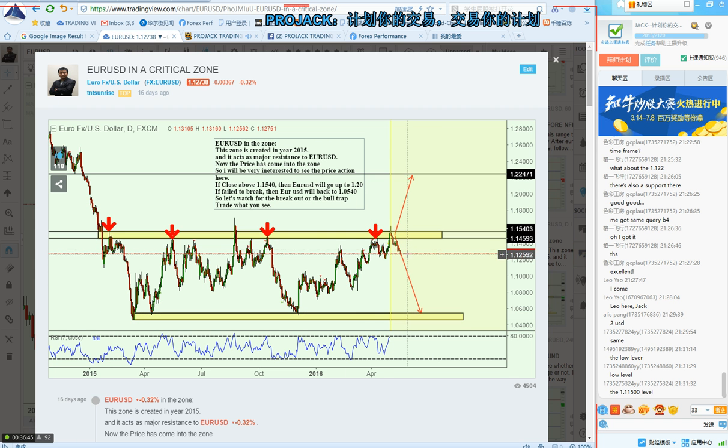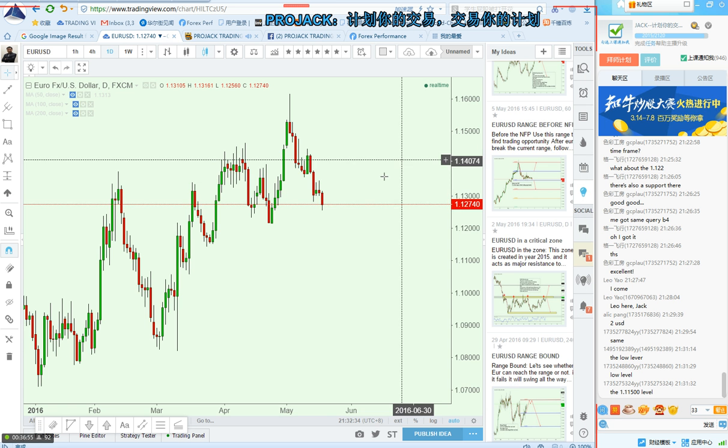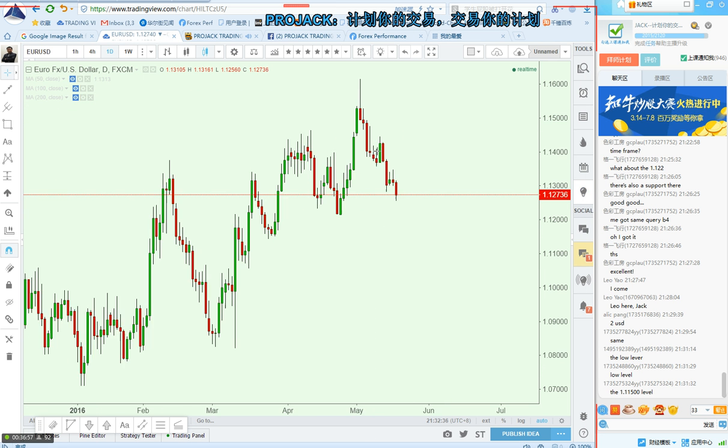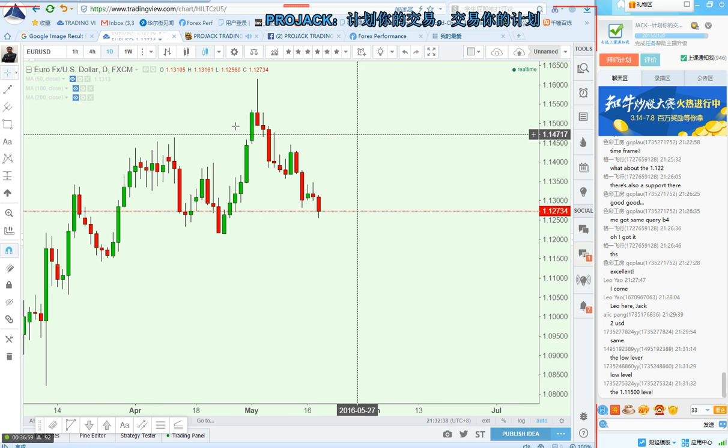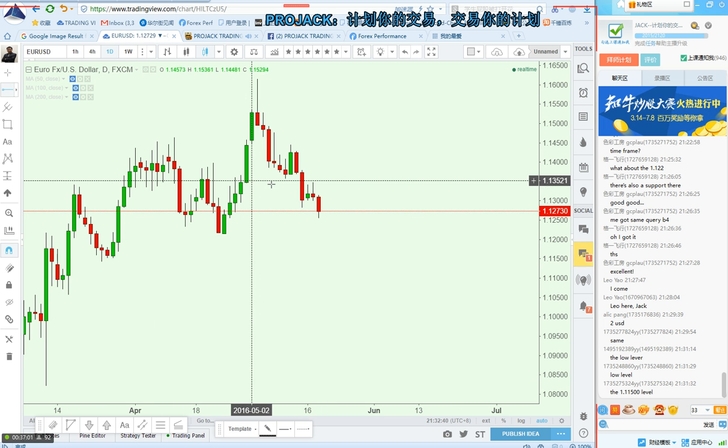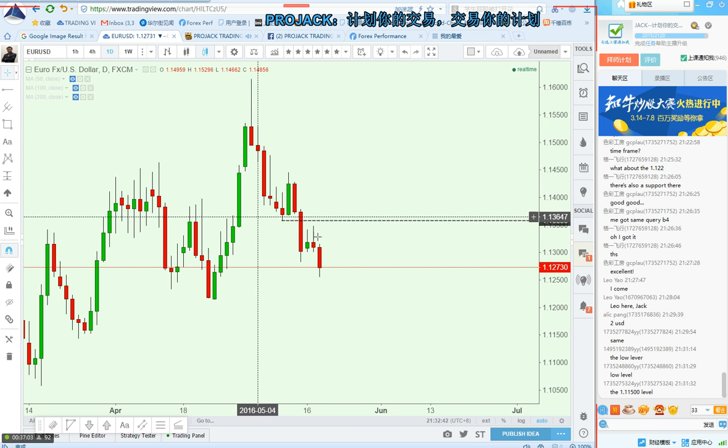So here, I won't buy euro at this high level. I will only consider buying euro at this low level. Because I buy low, my risk is low. If I buy high, my risk is high. So for the euro dollar, the good level to short is here, 1.1358.